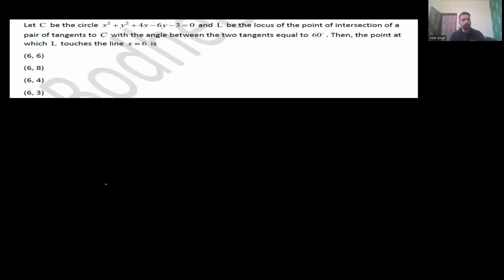Let C be the circle x square plus y square plus 4x minus 6y minus 3 is equal to 0. And L be the locus of the point of intersection of the pair of tangents to C. And the angle between the two tangents equal to 60 degrees, then the point at which L touches the line x is equal to 6.